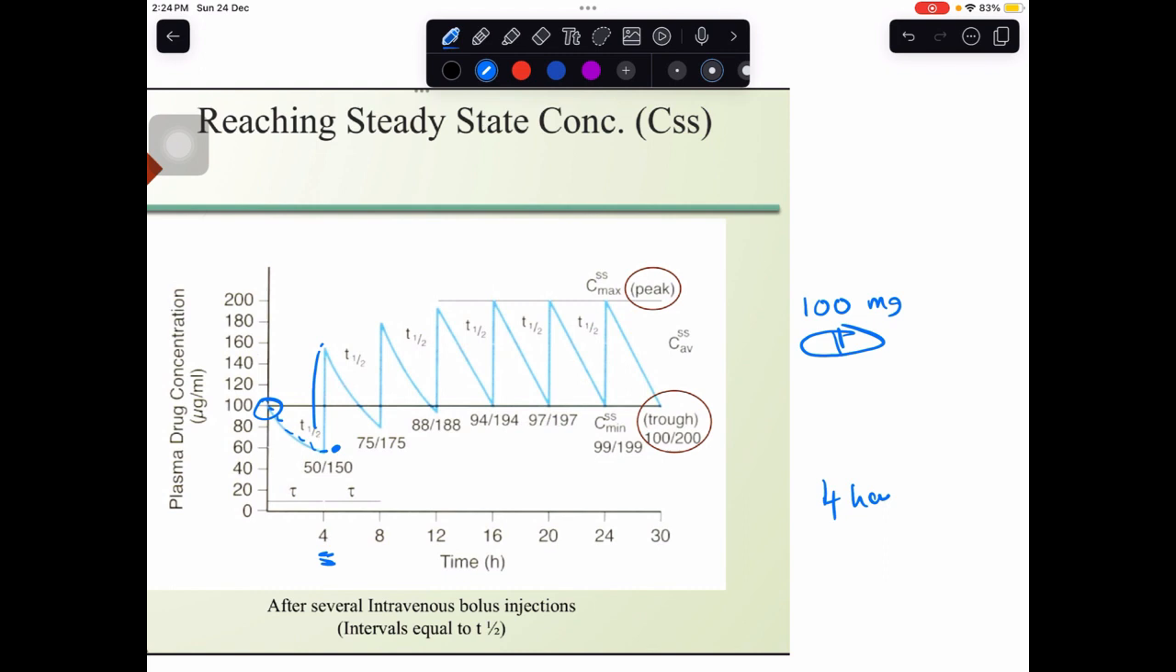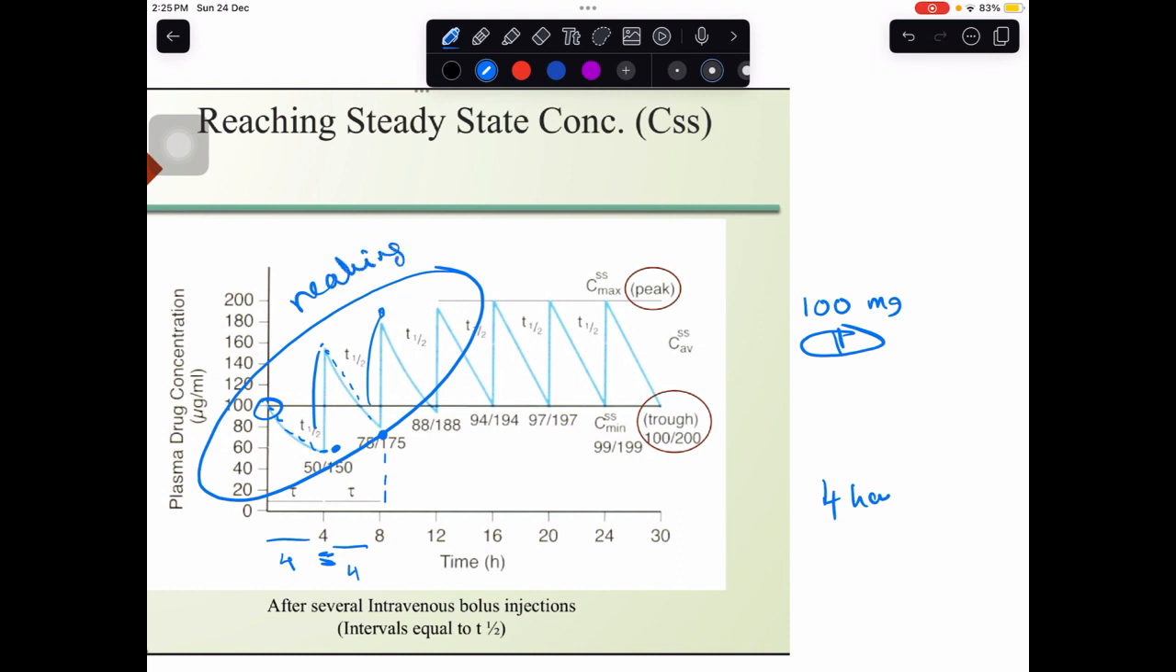So now it's reaching. Again, it's decreasing, and then after another 4 hours, I'll take another drug to try to reach my steady state concentration. Here I'm trying to reach the steady state concentration, whereas this here is my steady state concentration. Now what is the peak and the trough?